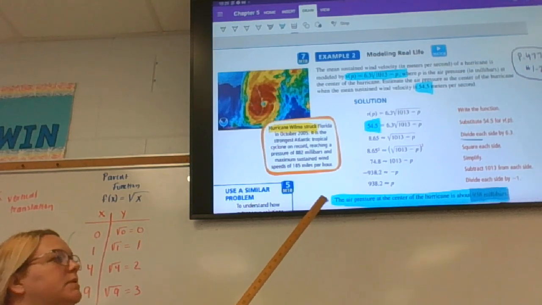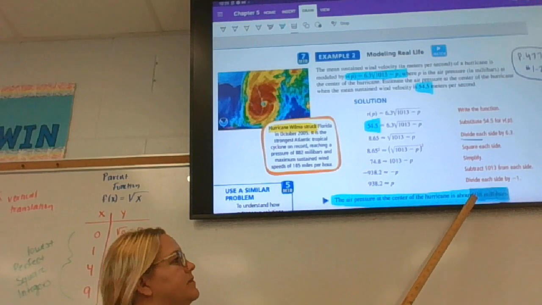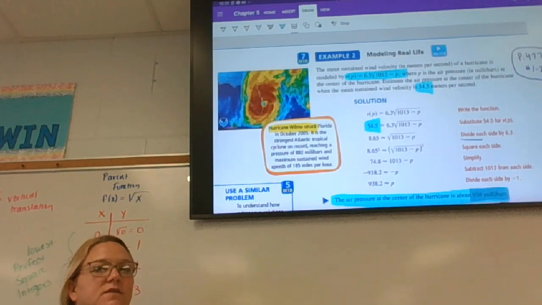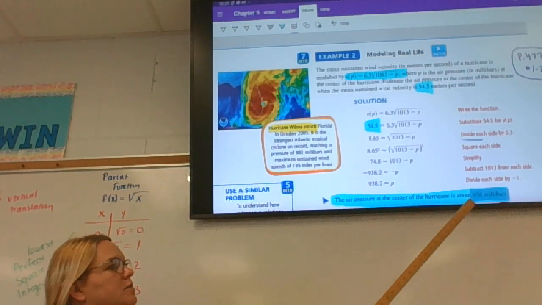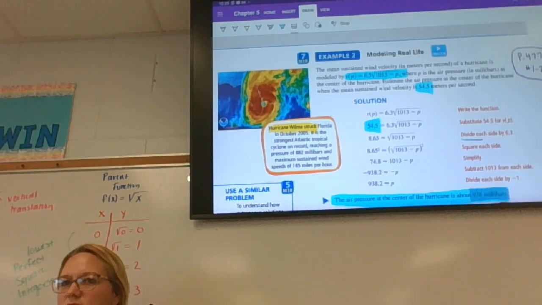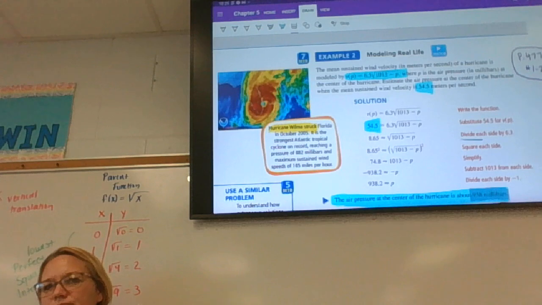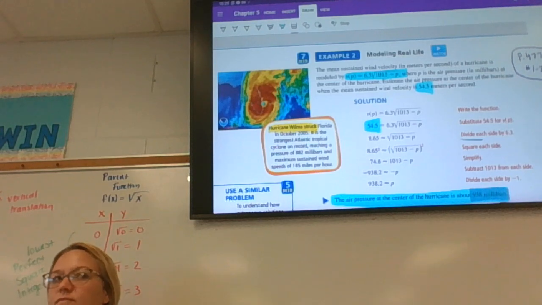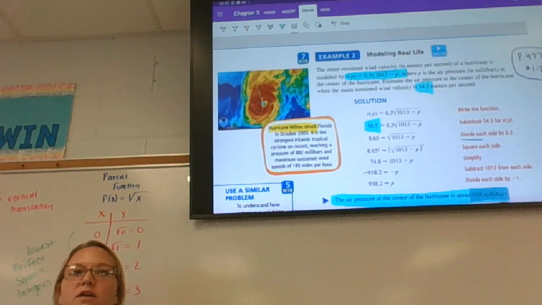So this is the answer to bell work, this blue sentence here. The pressure at the center of this very fast-moving hurricane was 938. I don't know if it was moving fast, it was spinning fast. Yes? I also want to know that, Riddick. I'm with you, but I don't know. I'd have to Google it.